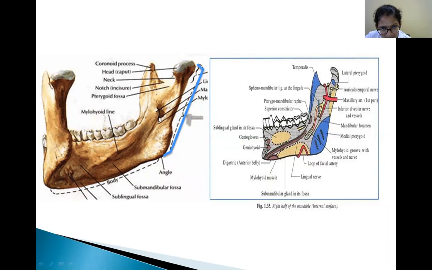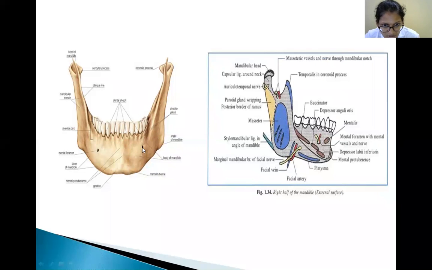And next, this mandibular foramen leads to a canal on the inner surface of the body. This canal is called the mandibular canal. Through this mandibular canal, the inferior alveolar nerve and vessels pass. This mandibular canal opens externally onto the mental foramen.